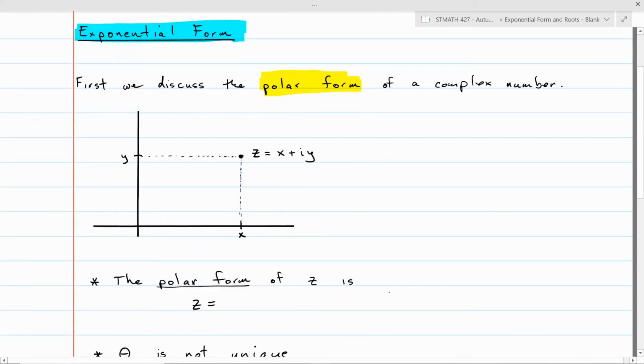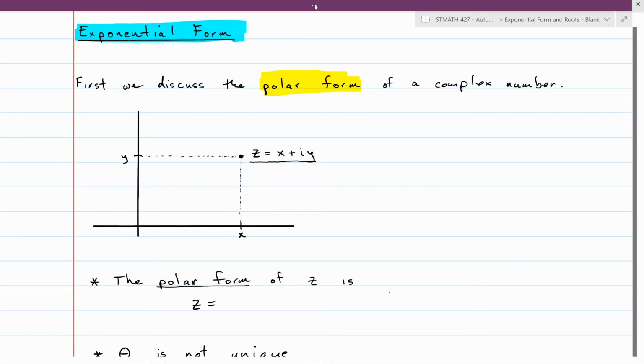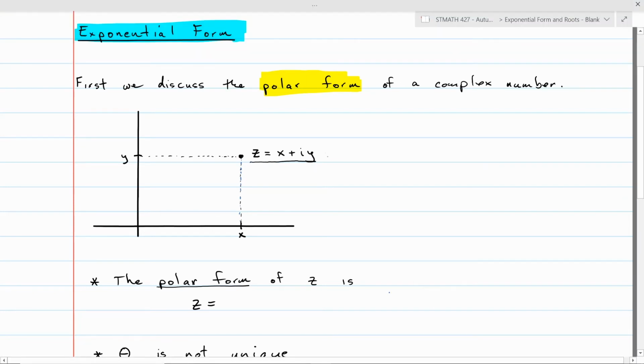You may remember polar coordinates from your calculus sequence. That's exactly what the polar form of a complex number is, just sort of written in a complex form. I've got this point here, z equals x plus iy, and as you know, that's really the point x comma y, and we could talk about the polar coordinates of that point, so we could think of it as r comma theta. So what are polar coordinates?